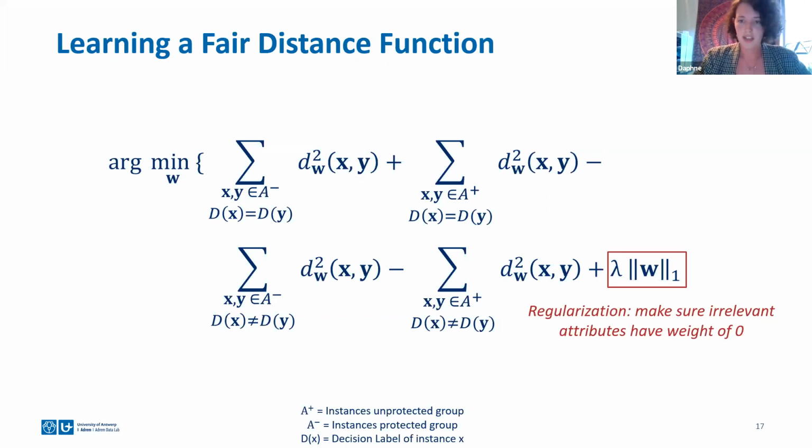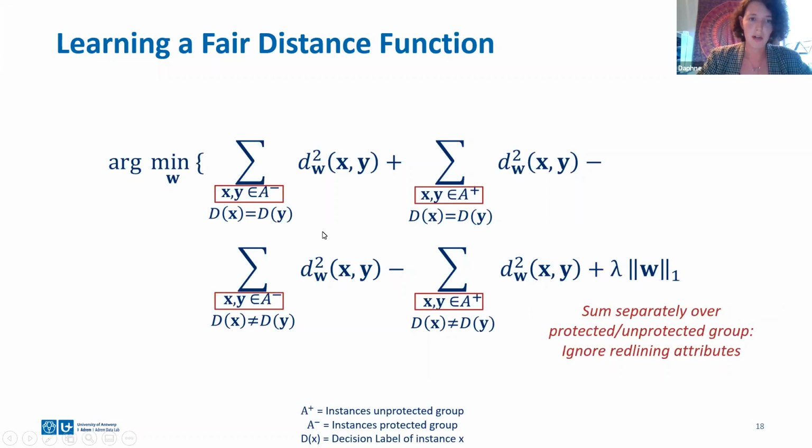Then we also added a regularization term, which makes sure that high weights are punished, especially weights that are not relevant to the decision label. And lastly, among these instances with the same class label or with different class labels, we split the data set according to the protected or unprotected group, to make sure that the correlation between a redlining attribute and a decision attribute is not learned when the weights are being learned.